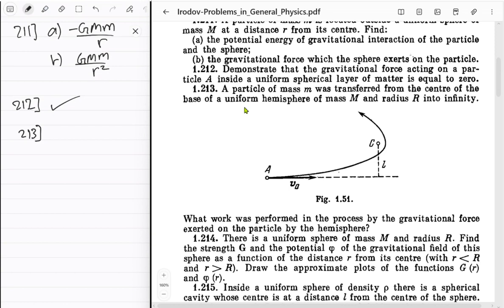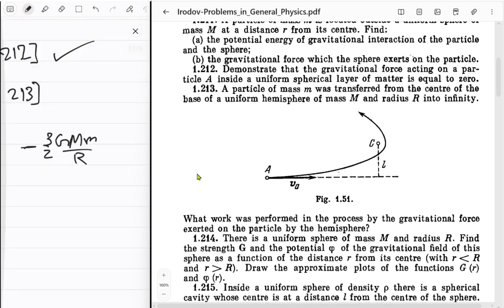No big deal. For a full solid sphere, the potential is given by negative 3/2 GMm upon R, because that 1/2 factor comes from the integration. That's the interaction potential energy of this small mass m and the whole sphere. But now it's a hemisphere, so actually it's going to be half of that.